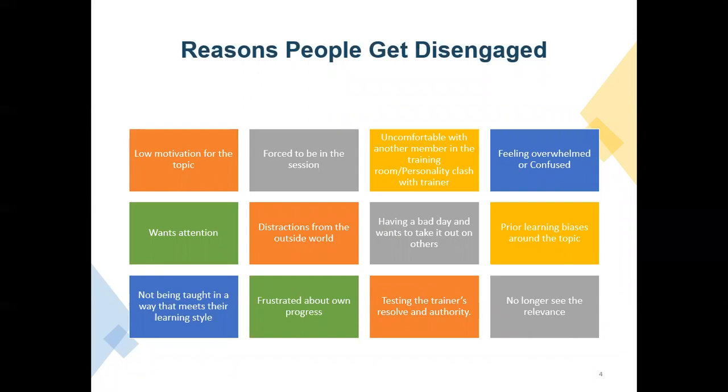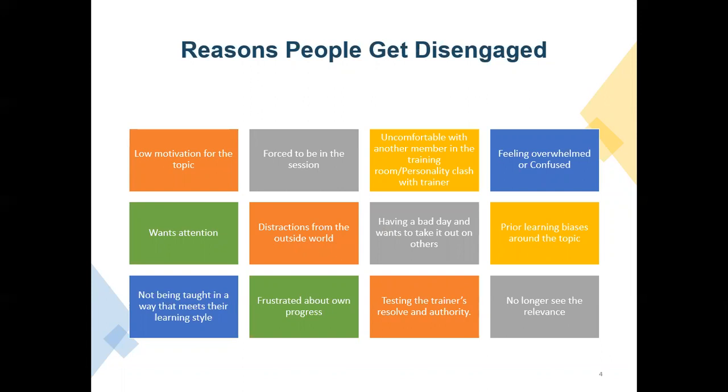Number 1 could be low motivation for the topic. That could simply be that there's no internal drive to learn the topic, so to speak. Or on the flip side, maybe they've been forced to be in the session. So it's external reasons that they've come along and they haven't really bought into the actual outcome of the session. Maybe they're there because their boss has forced them to go, and if they don't go, they're going to lose their job.